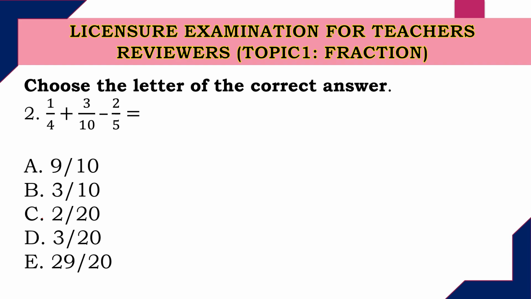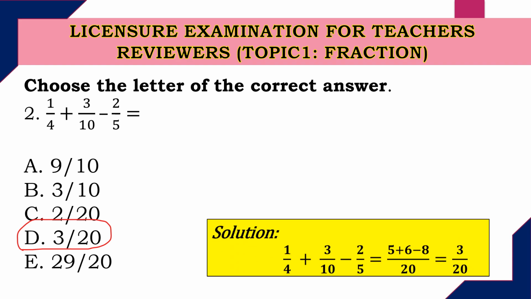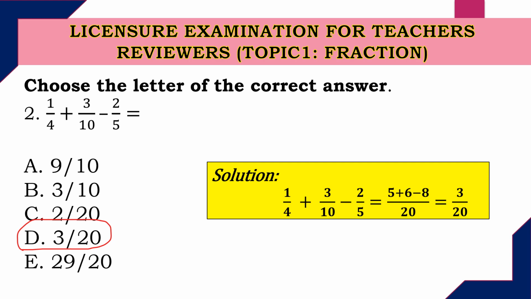Question number 2: 1/4 plus 3/10 minus 2/5 is equal to A, 9 over 10; B, 3 over 10; C, 2 over 20; D, 3 over 20; E, 29 over 20. The answer is letter D, 3 over 20. So, papaano po nakuha iyan? Ipakita po natin ang solution. 1/4 plus 3/10 minus 2/5 is equal to 5 plus 6 minus 8 all over 20.